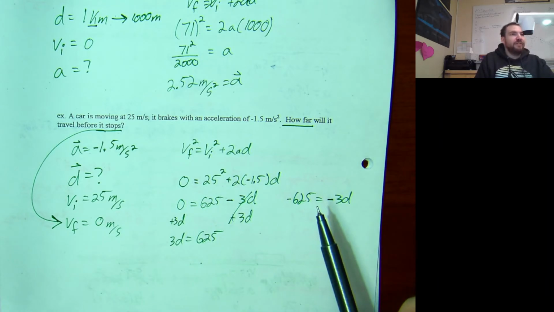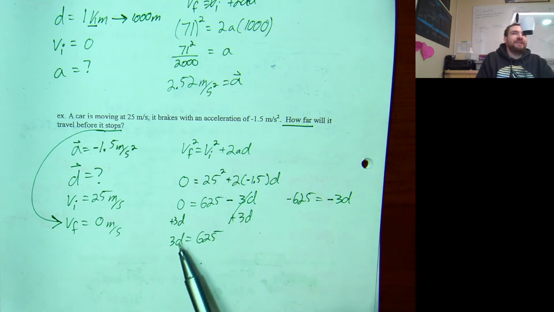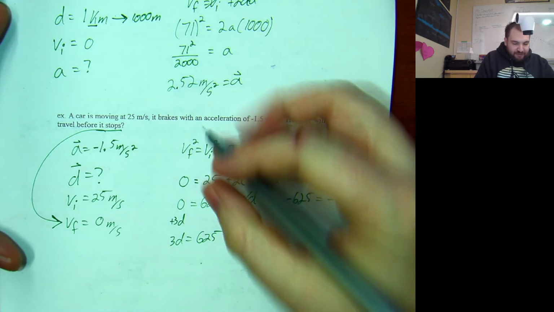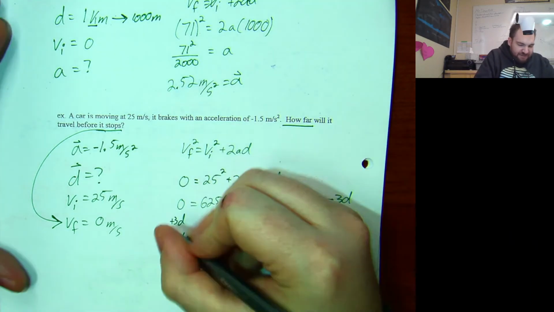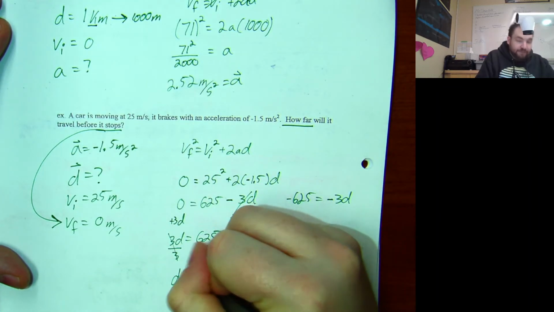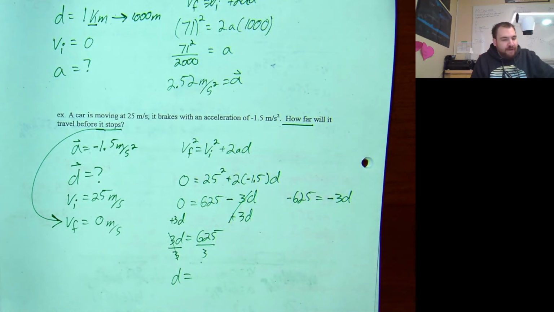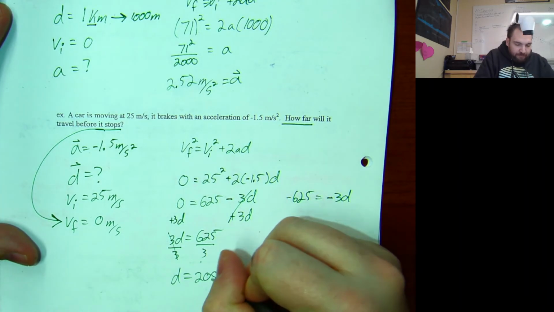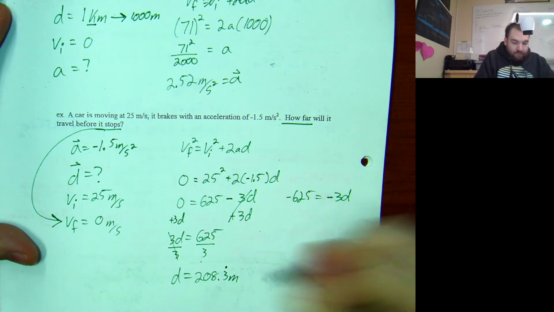Well, the issue comes, so I've got 3D equals 625. This is the route you suggested, Luis, and you're right. Let's just finish it off. Divide by 3, divide by 3. Here it cancels, and I get D equals, what's 625 over 3? 208.3 repeating. Okay.